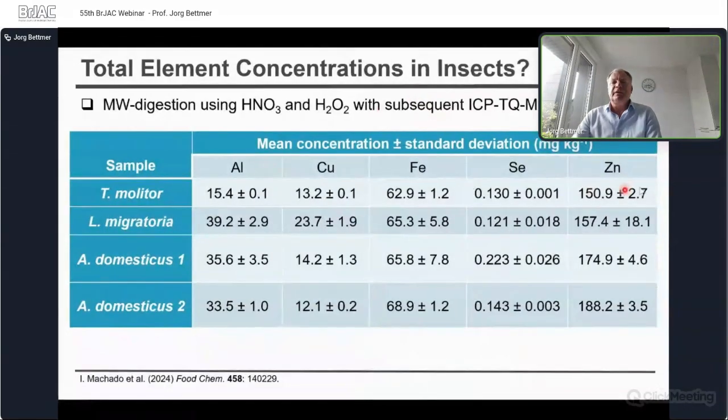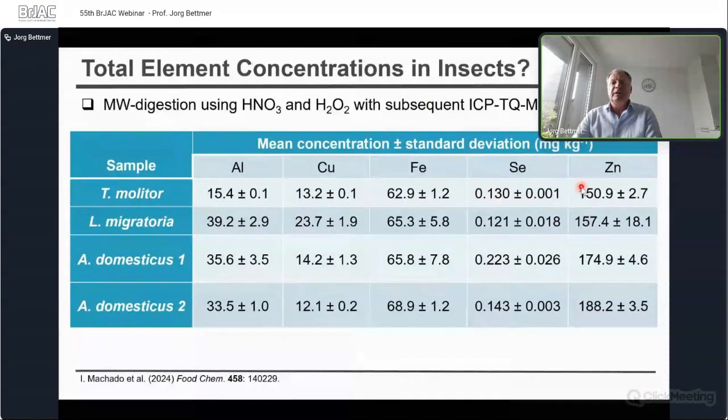I will focus just on 5 elements because we measured some more, but you can see that the concentrations, for example, of zinc are relatively high. Selenium is present in all of these species. The concentration of iron is relatively constant, independent of the species you analyze. And of course, then you have some relatively high values for aluminium. And this can be a disadvantage because aluminium belongs to the toxic elements.